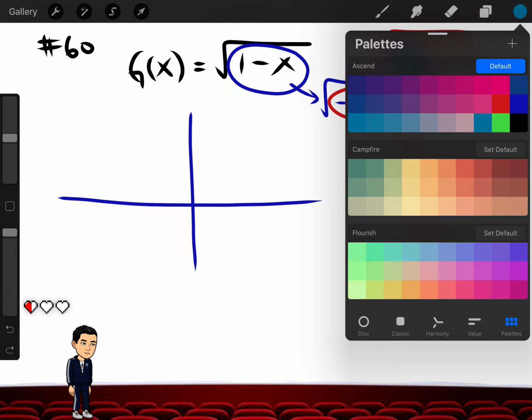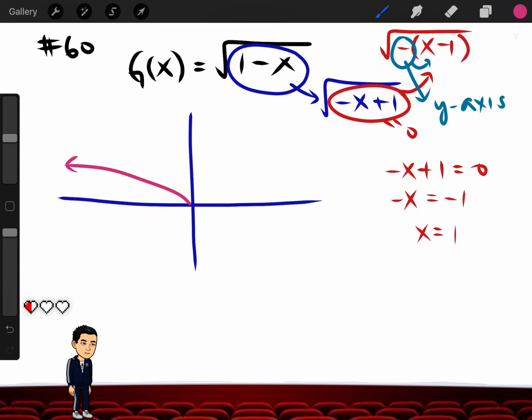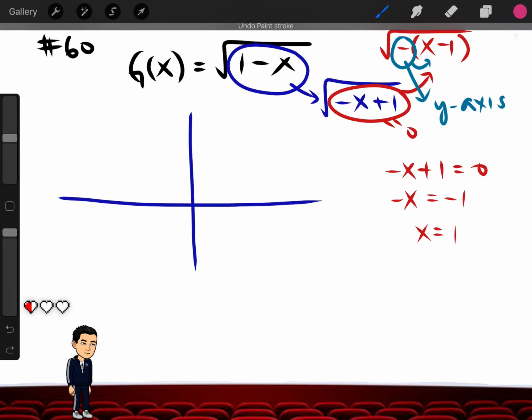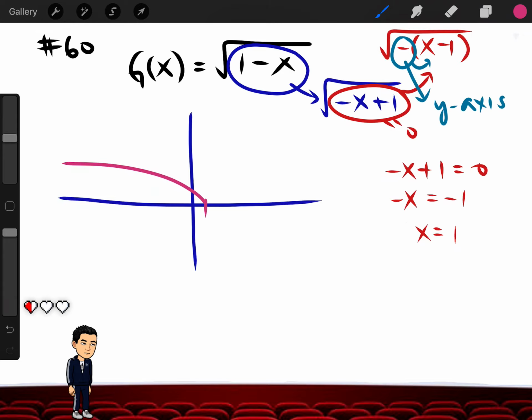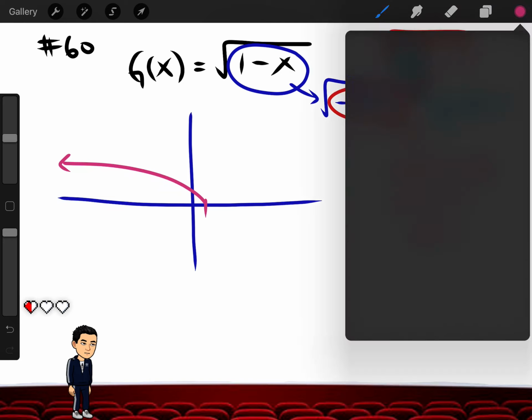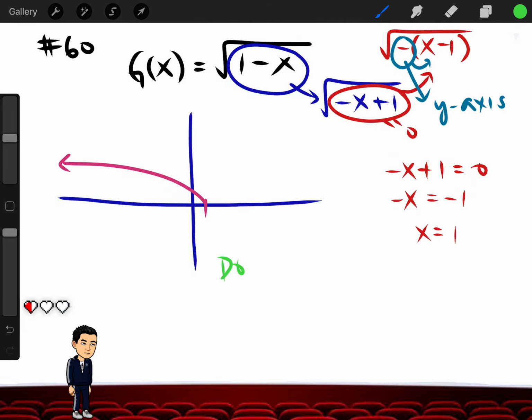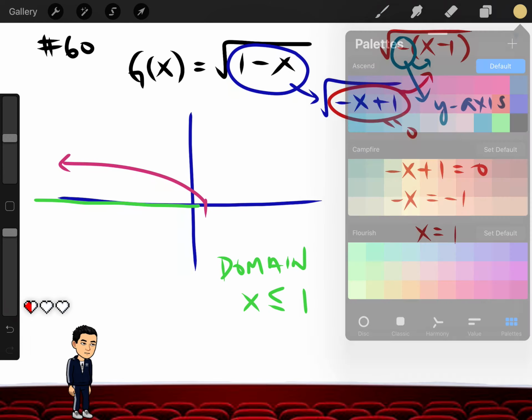Let me use a different color. So it's going to be on the other side, and it's going to move towards the right by 1. So your starting point is going to be x equals 1. This is how your graph is going to look. Now let's determine what the domain is. Let's bring out my green. So the domain is going to be x less than or equal to 1. Everything here is my domain. Okay, let's bring out the range.